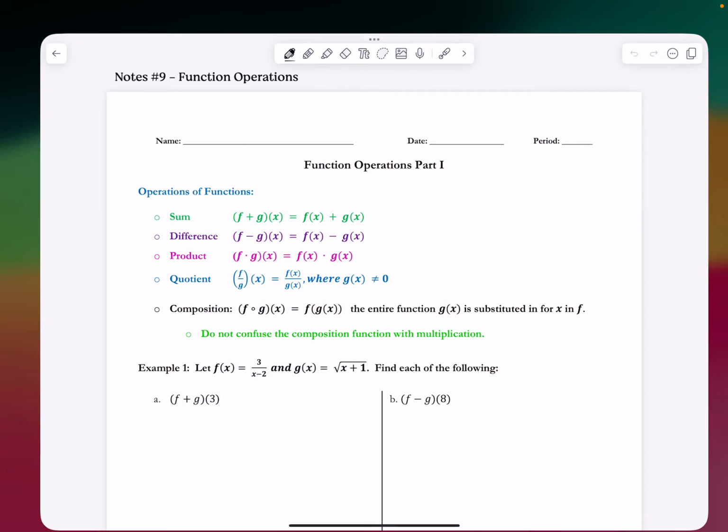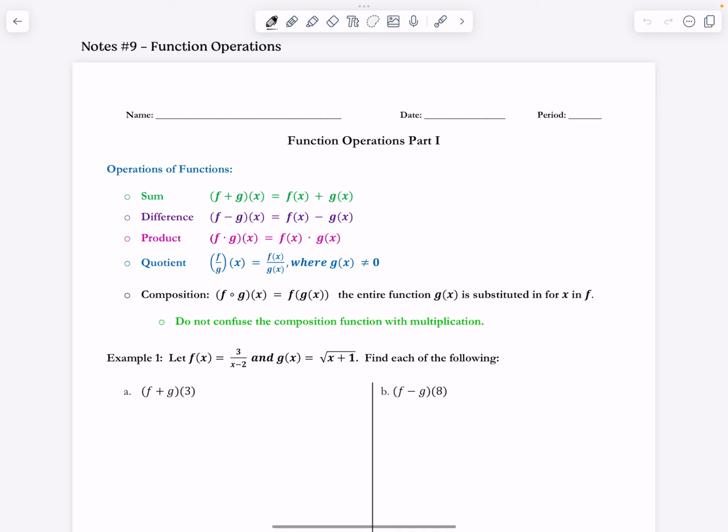All right, guys, we're going to go over function operations, part one. So in this lesson we're going to do only the four operations: addition, subtraction, multiplication, and division, getting us ready for our work on function composition. Okay, so we're just going to focus on those first four.